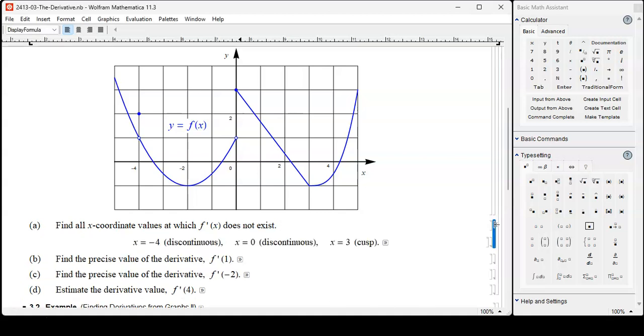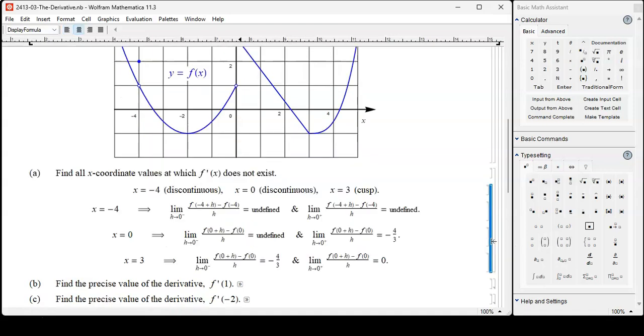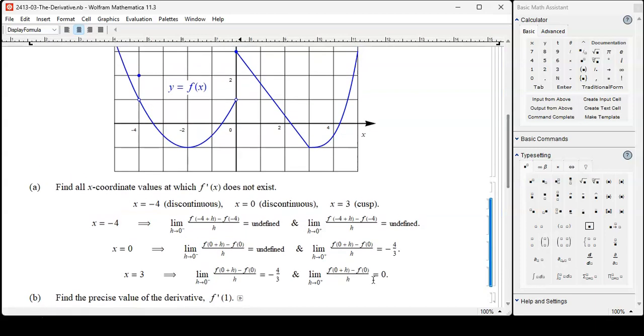We have these three x values, x equal to -4, discontinuity, x equal to 0, again discontinuity, x equal to 3. This kind of thing is called a cusp point. And at a cusp point, which is easiest to understand, the left-hand side slope and right-hand side slope are different. The derivatives exist. The left-hand side derivative and the right-hand side derivative exist, but they're different.